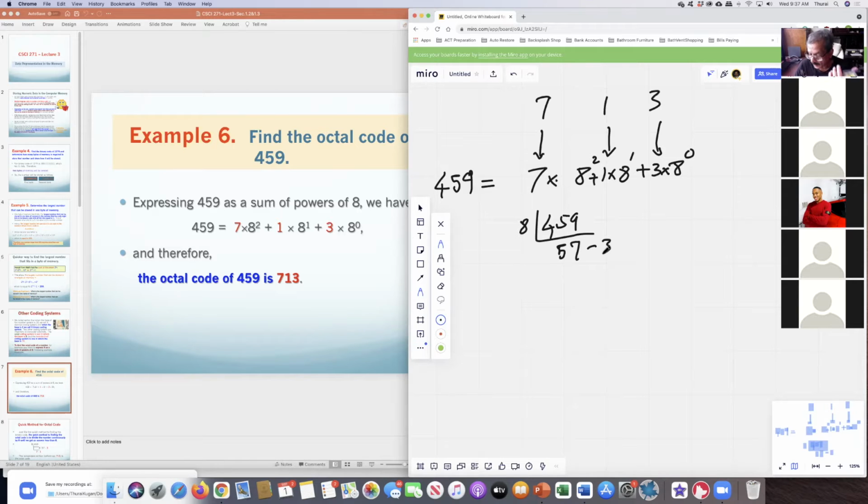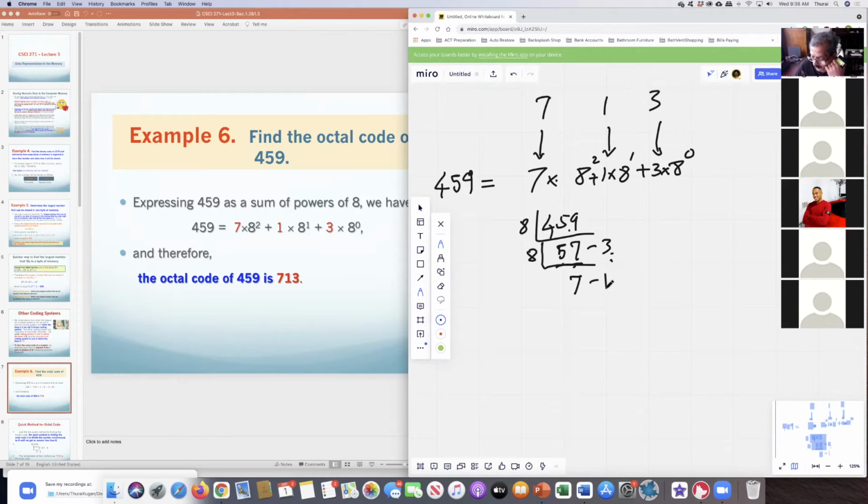If you want to use a calculator, then you divide 459 by 8 in the calculator. You'll get 57 point something, and drop the point part. Just write the 57, and then multiply 57 by 8 and take it away from 459 to find the remainder. That'll be 3. Now you have to divide by 8 again, and that gives me 7. 8 times 7 is 56, so 1 remainder.